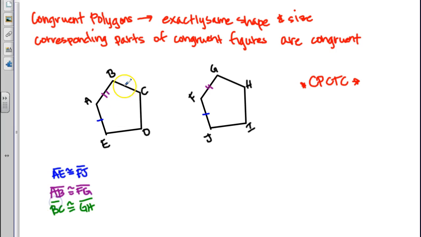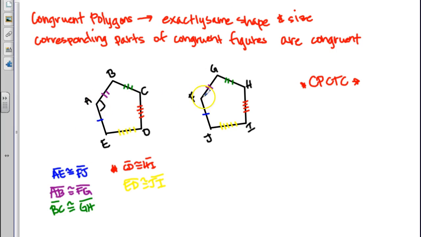BC and GH. CD and HI are congruent. And then ED and JI. That's kind of hard to read, so hopefully you can read that. ED and JI. All right, now let's work on our angles.